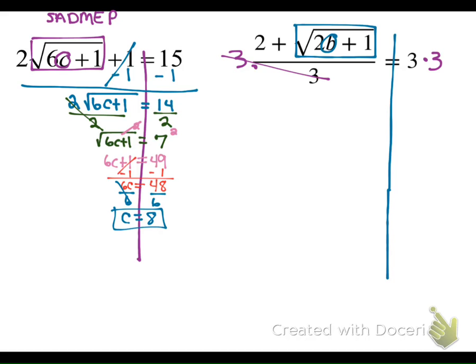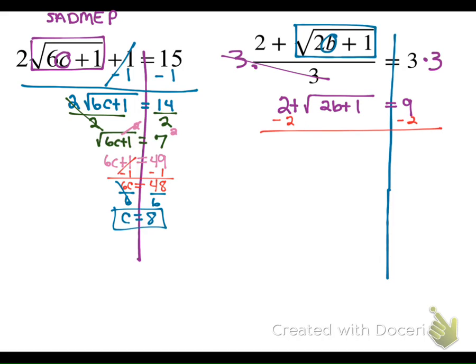Okay, so on my left side, I bring down the 2 plus square root of 2b plus 1. And on my right side, 3 times 3, 9. Next step, what do I get rid of next? The 2. How do I get rid of the 2? Nice job, Kira. I was hoping somebody would say this. Subtract 2. Whatever I do to one side, I do to the other.